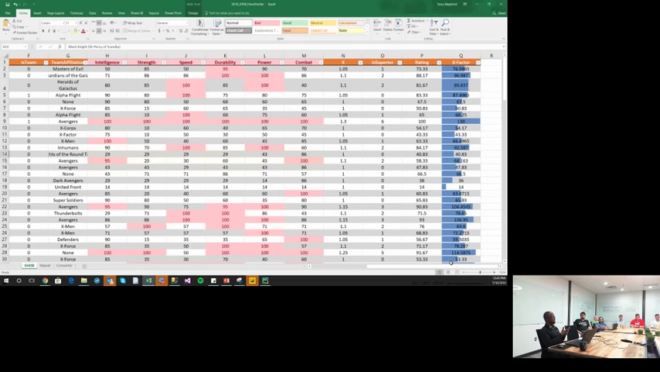Okay. Any questions here? The red means you're better than Thanos in a category.